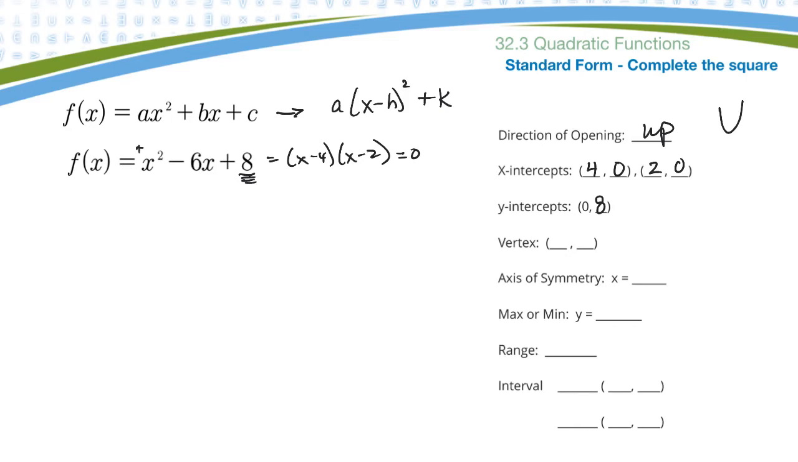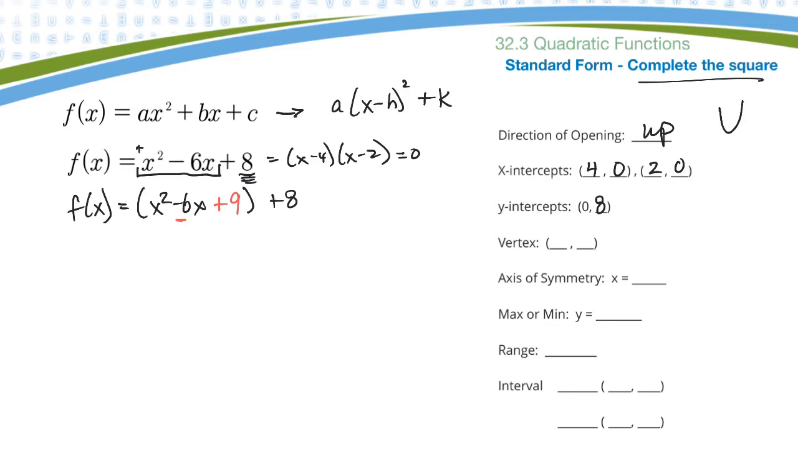So to change this to vertex form, we use completing the square, but we do it in a slightly different way. To compensate, I have to keep things on one side. So what I do is I group these two, so I have x squared minus 6x, plus 8. And then I'm going to complete the square. So minus 6 divided by 2 is minus 3, squared is positive 9. So positive 9.